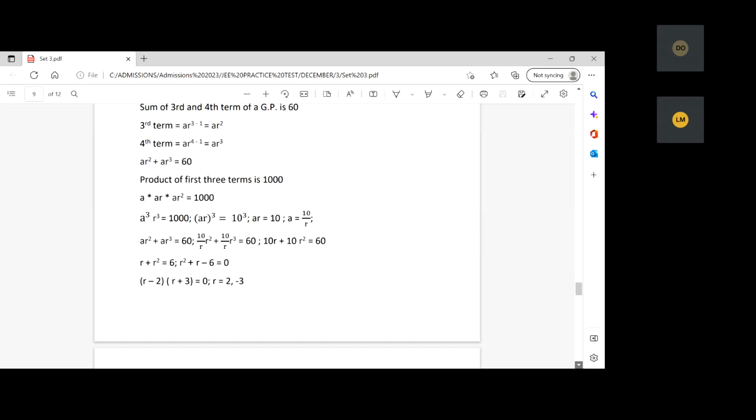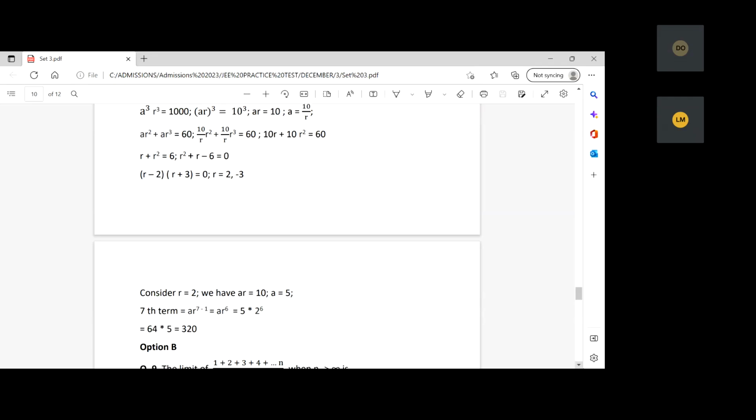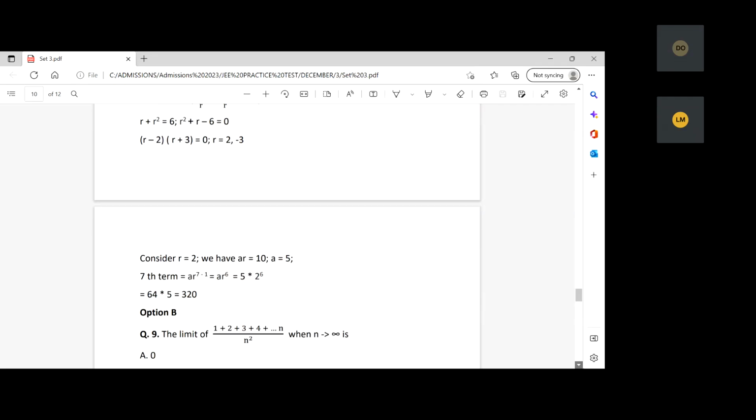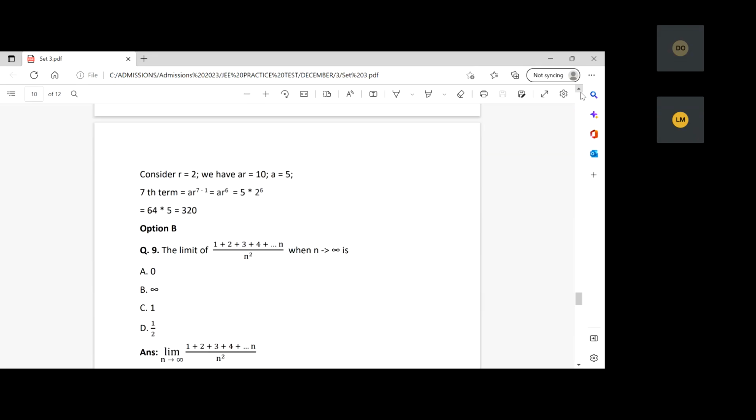So is this question clear and can we move towards the next question? I hope so. This is the next question, and this is also a very simple question. Limit of 1 plus 2 plus 3 plus 4, etcetera, up to n, divided by n square, as n tends to infinity. Is it 0, infinity, 1 or 1 by 2? Which is the answer?